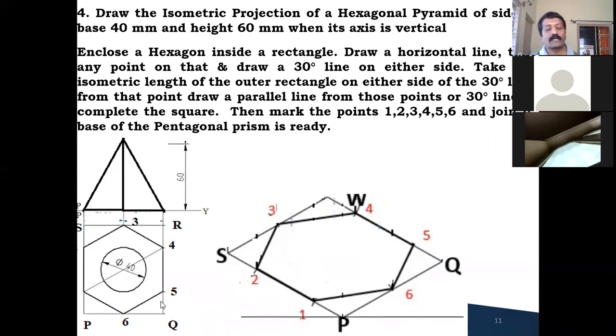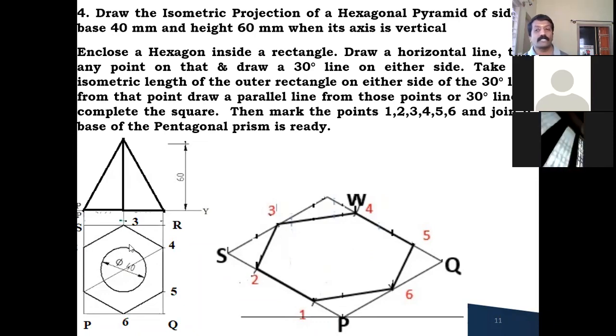Either edge condition or corner condition, it's left to you. I have taken the edge condition and drawn it. I am naming the hexagon corners as 1, 2, 3, 4, 5, 6. Before starting my isometric projection, let me enclose this hexagon within a box. From 3 you draw a horizontal projector on either side. From 4 or 5 you draw a vertical projector on either side. From 6 you draw a horizontal projector on either side, and from 1 or 2 you draw a vertical projector on either side.